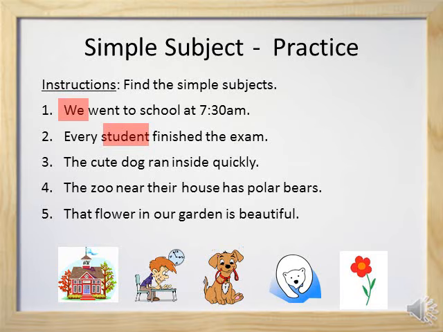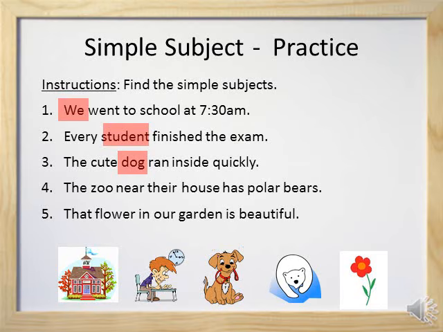Number 3, the cute dog ran inside quickly. What's the action in this sentence? The action is ran. Who or what ran? The cute dog ran. But remember, the simple subject is one word, so which word is it? Dog.